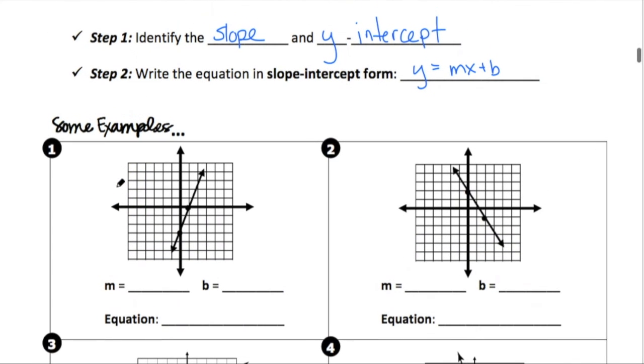For these examples, we're being asked to identify the slope and the y-intercept and then write the equation, putting those pieces together. So here, we're going backwards from what we had earlier. This is the point (0, negative 3). So b is negative 3. Slope is going up 3 and to the right 1. So 3 over 1 is equal to 3. So when we write our equation, we're going to write y equals 3x minus 3. Please don't write plus negative 3. We can clean that up. We can do better than that. So just leave it as minus 3 there.